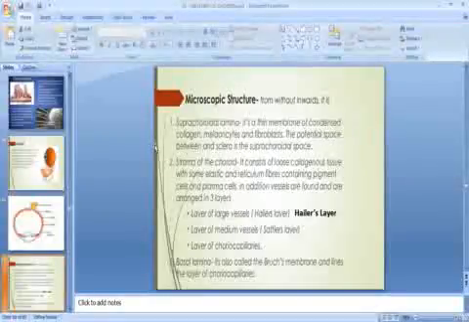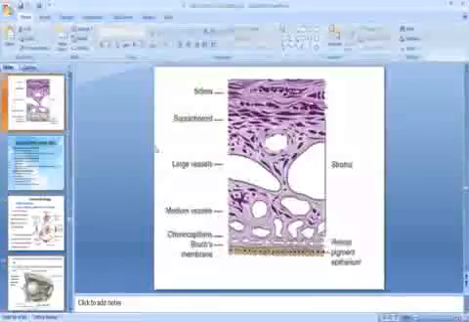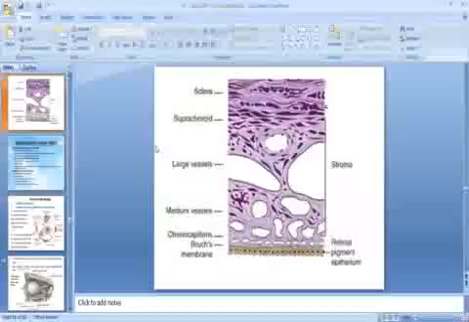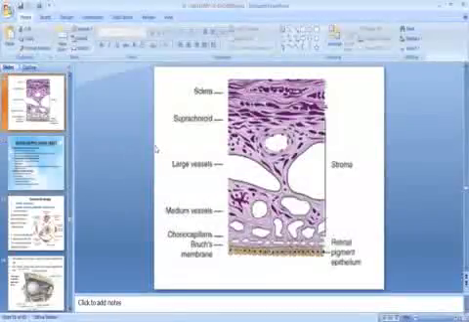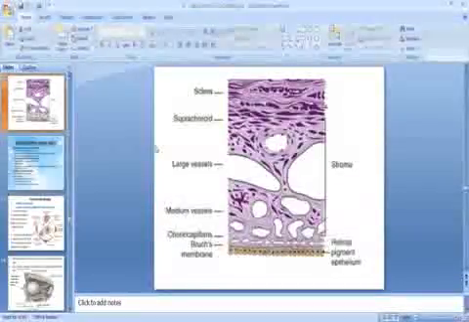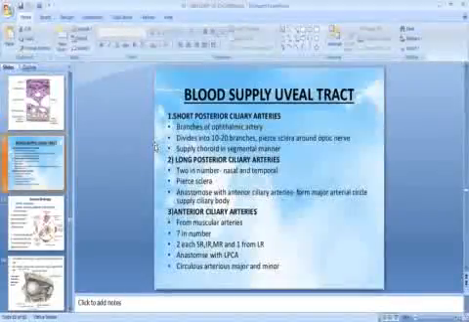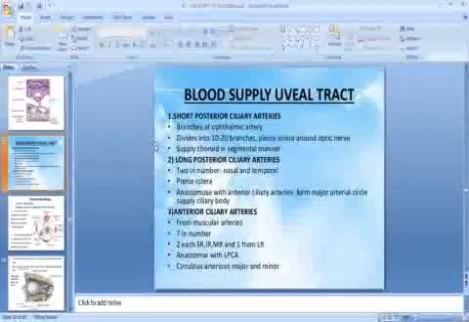The third layer of the choroid is the basal lamina. It is also called Bruch's membrane and lines the layer of choriocapillaris. Here in this image you can see the various layers of the choroid. And then comes the blood supply of the uveal tract. Actually, the choroid is a part of the uvea or uveal tract.